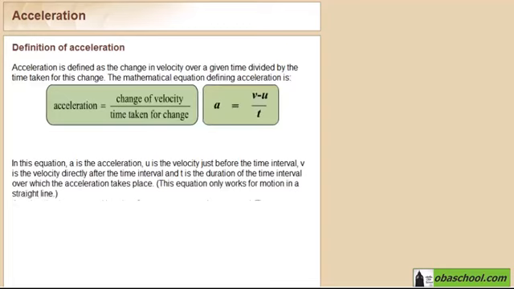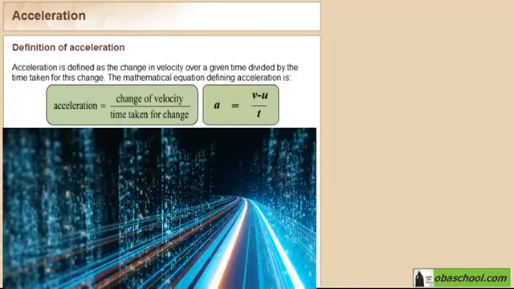So acceleration is symbolized by small a, which is equal to the change of velocity, which is v minus u, where v is the velocity directly after the time interval and u is the velocity just before the time interval. So we can say that u is the initial velocity and v is the final velocity, divided by t, which is the duration of the time interval over which the acceleration takes place. Note that this equation only works for motion in a straight line.